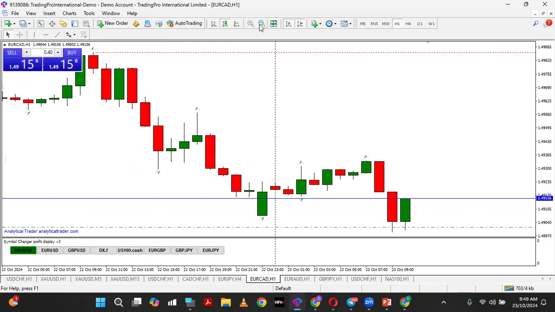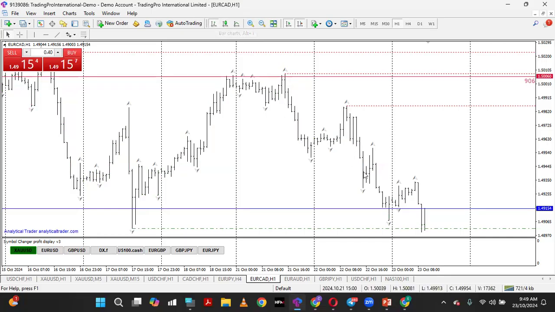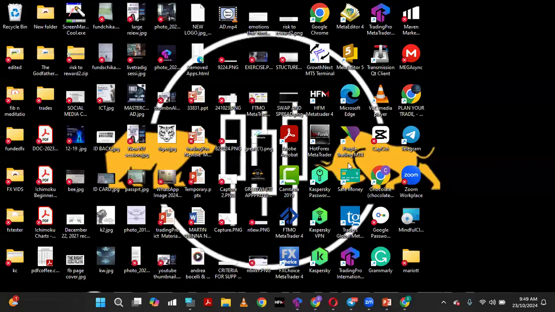So can you see the difference now? This has a clearer image and communication level than the bar chart. So the West was using bar charts before Steve Nison brought in what the Japanese were using, which is the candlesticks. So now let's continue.